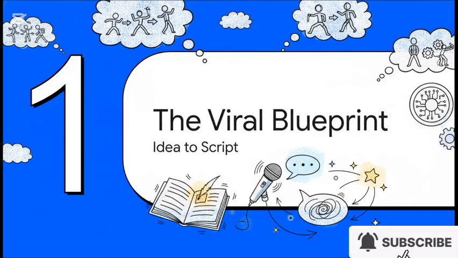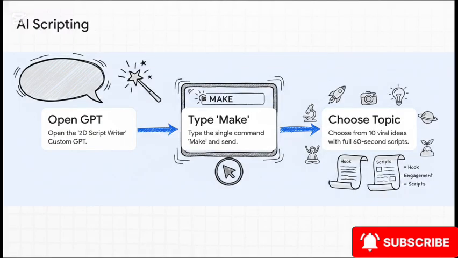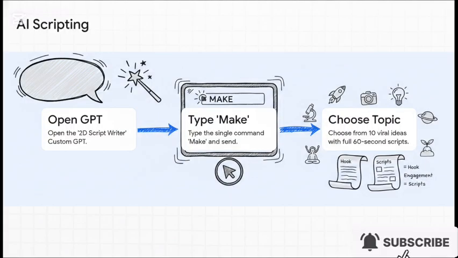Every amazing animation has to start with a great story. But what if you could skip the whole staring at a blank page nightmare and just get a killer script in minutes? Let's kick things off with step 1, going from a simple idea to a finished script. This is so simple, it's almost funny. You open up a special custom GPT, you type one single word, make, and you hit enter. The AI immediately spits out 10 different viral topic ideas, and not just ideas, each one comes with a fully written 60-second script, perfectly structured with a hook, a middle, and an ending.